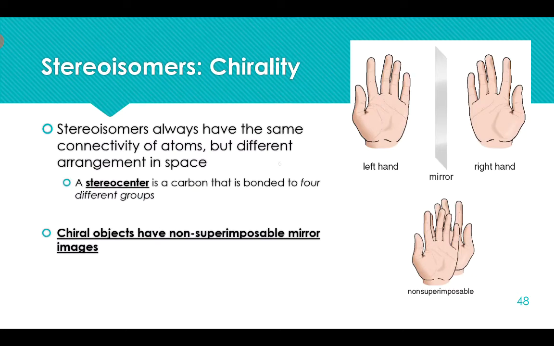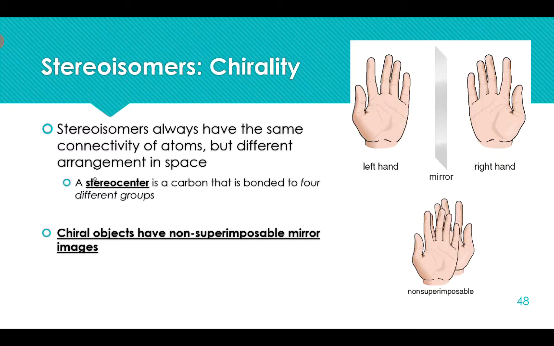Stereoisomers have the same connectivity of the atoms, but a different three-dimensional shape. For instance, your left hand is a mirror image of your right hand. So if you try to align your hands with them both palm up, then you won't be able to superimpose them on top of one another. That means they don't line up when you put them on top of one another.